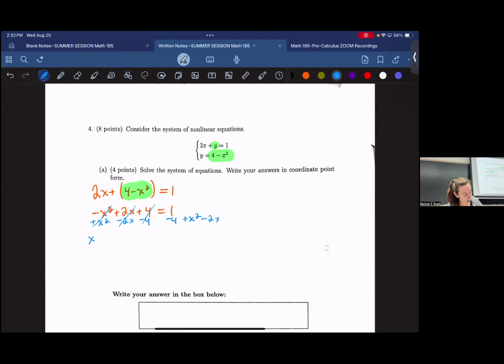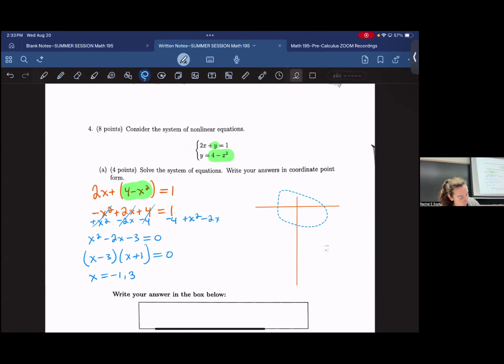And so we're looking at x squared minus 2x minus 3 equals 0. Now we can factor this into (x minus 3)(x plus 1), which tells us our two potential solutions for x are x is equal to -1 and x is equal to +3. Now let's create our t-chart in order to find those y values.